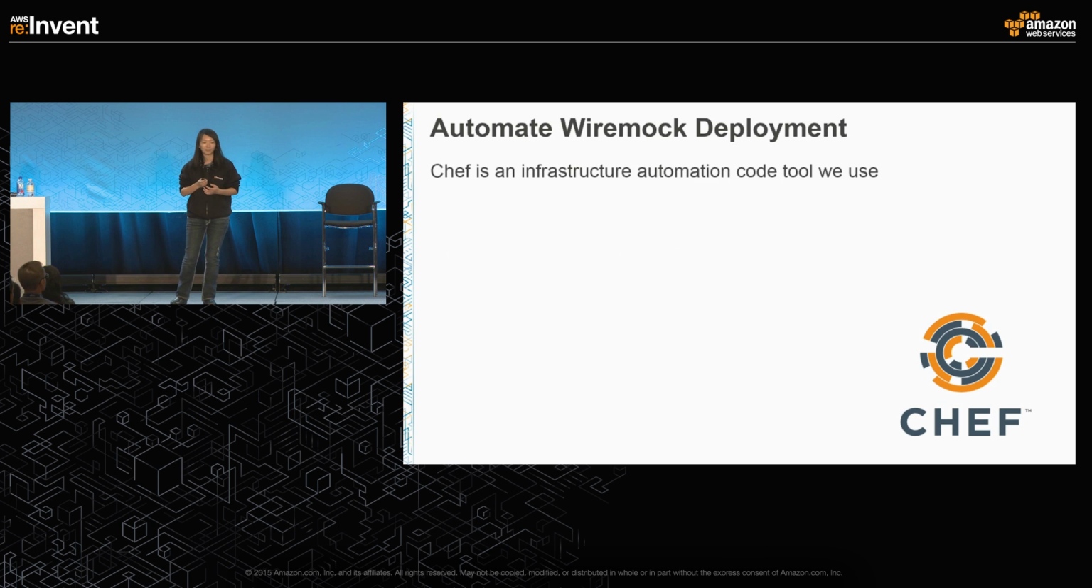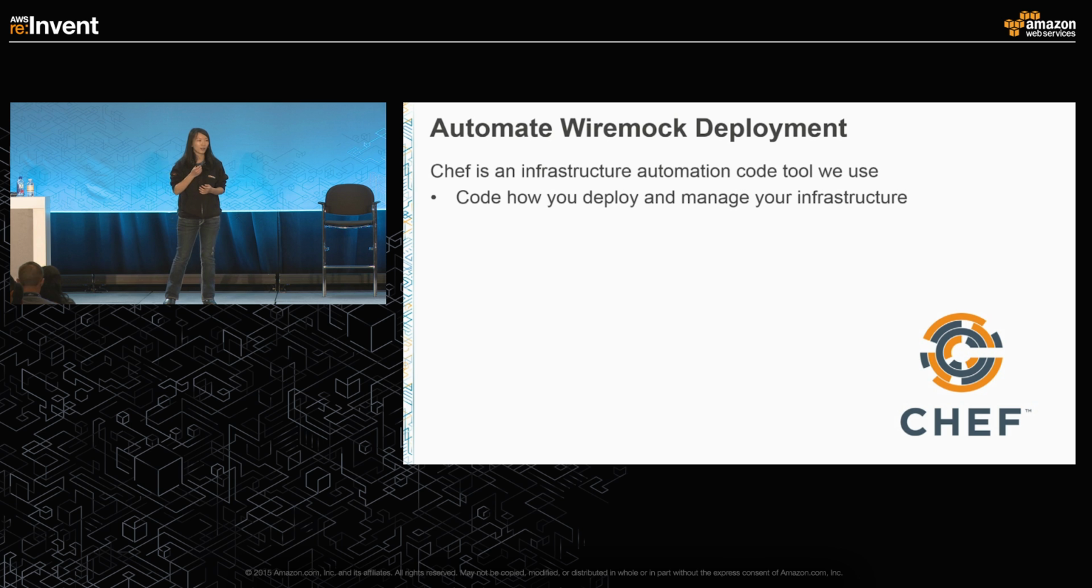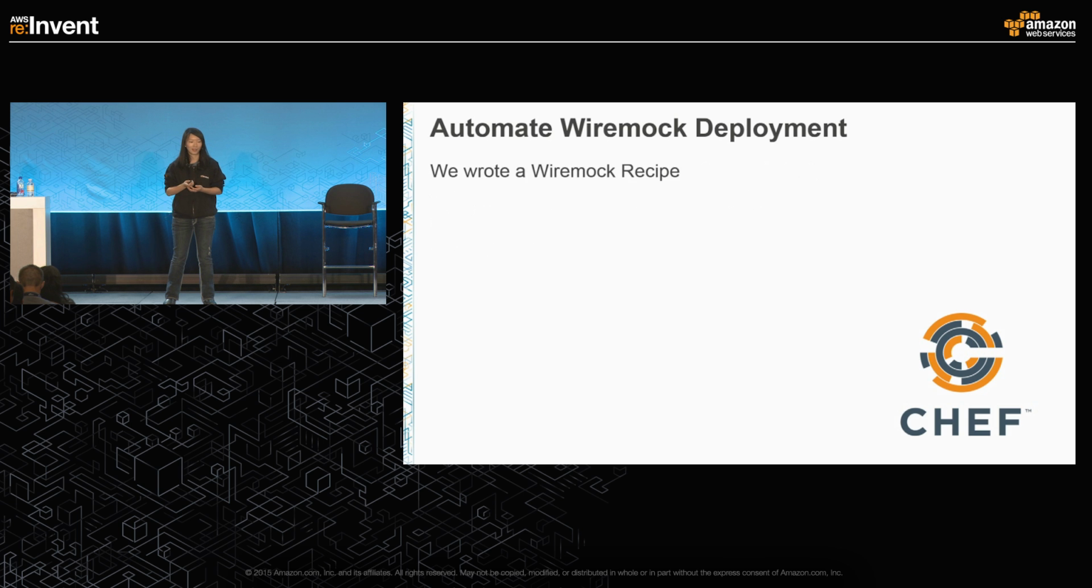Now let's talk about the Wiremock deployment first. We chose to use Chef. It's an infrastructure automation tool. You can code how you deploy and how you manage your infrastructure. It supports version control, and we can share the code between the teams. So we wrote a Wiremock recipe to do the following things. First, it's going to download the Wiremock jar onto our EC2 instance. And then it's going to start the Wiremock server with a Java one-line command that I just showed you guys.